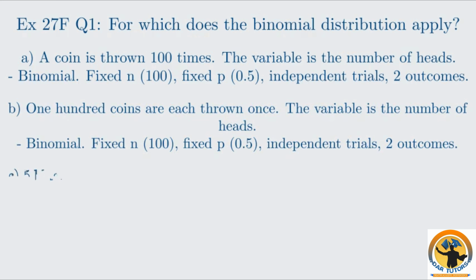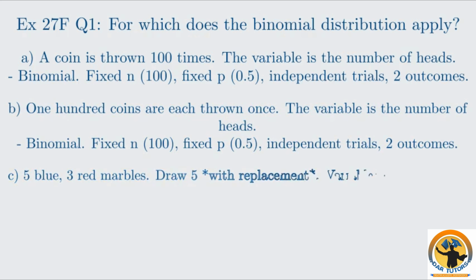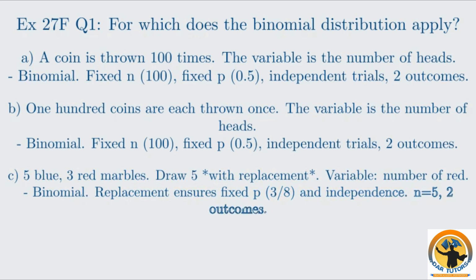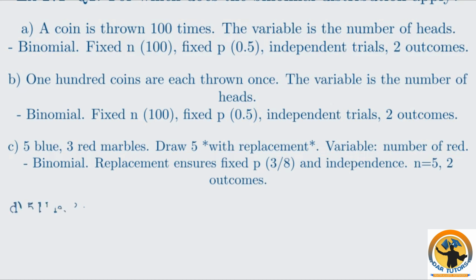Now let's look at Part C. A box has 5 blue and 3 red marbles. We draw 5 marbles, with replacement. We put the marble back after drawing it. This is binomial. Each draw is an independent trial. The probability of drawing a red is always 3/8. There are 5 trials and 2 outcomes. This meets all conditions.